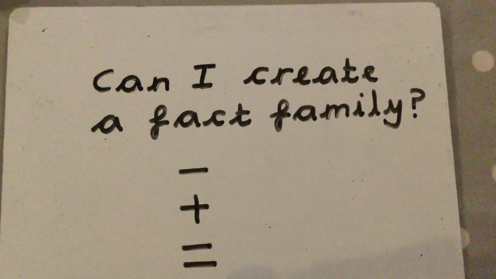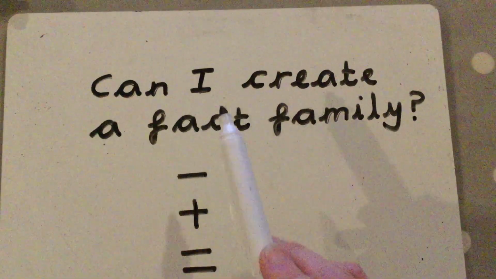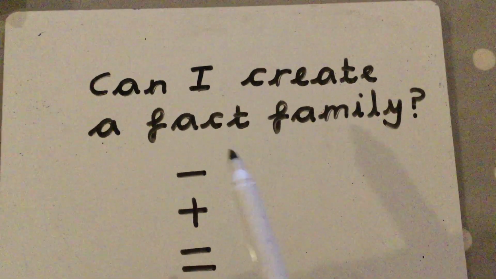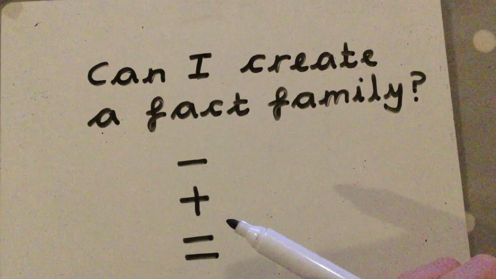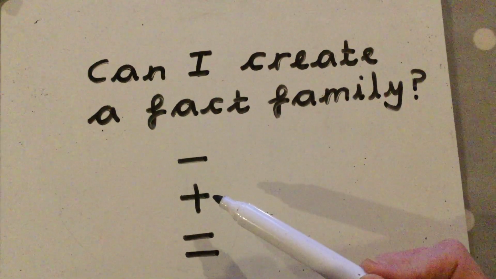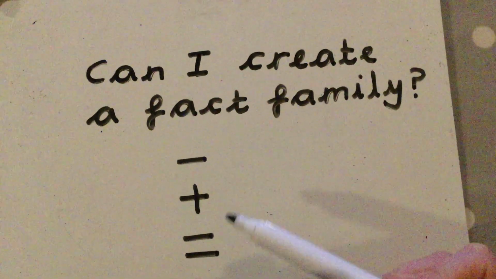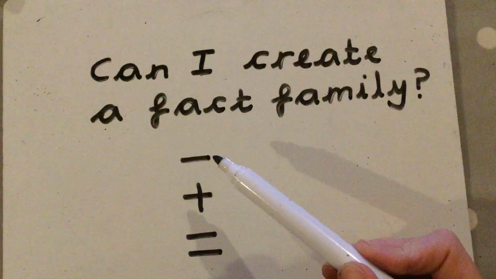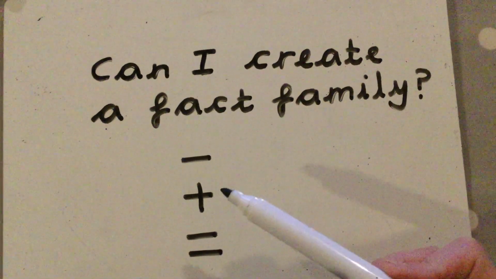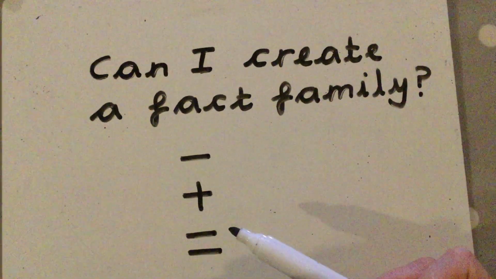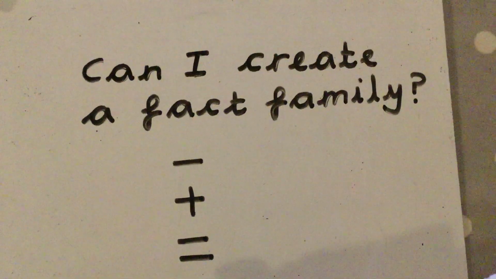Okay, today in our maths learning we're going to be thinking about fact families. So can I create a fact family? And we're going to be using our subtraction symbol, our addition symbol, and our equal to symbol. So remembering that we could use other words, take away, subtract, we could use add, plus, or equal to. So these are the symbols that we're going to be using today.